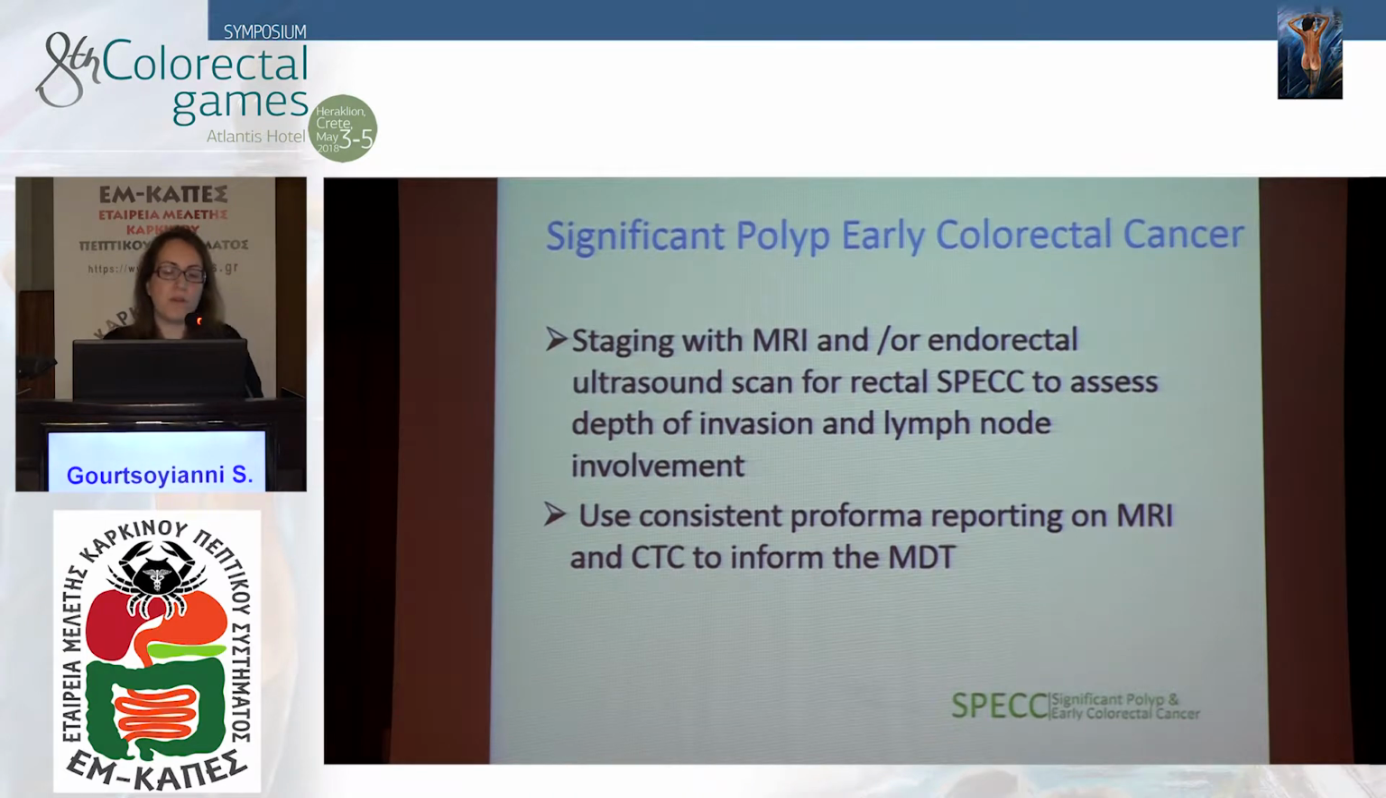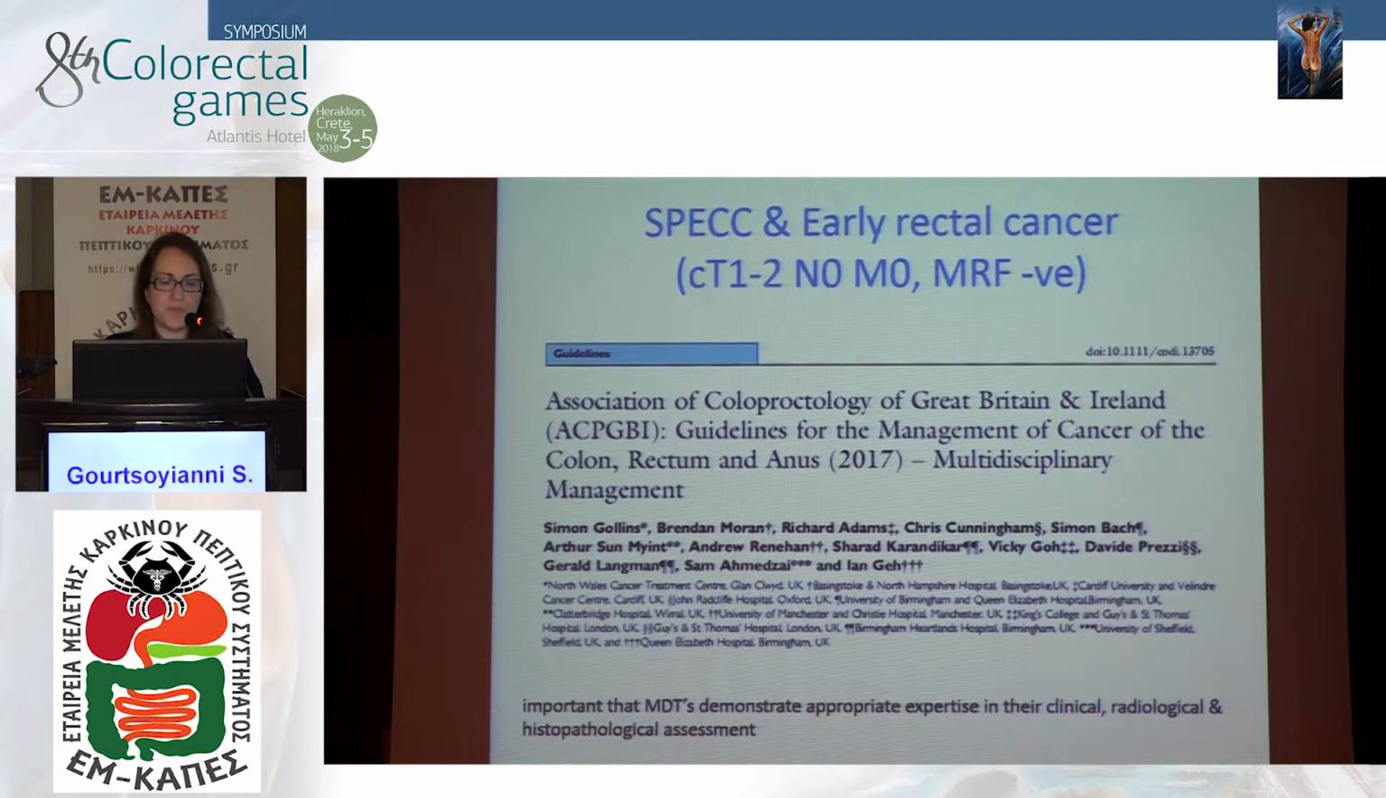Now, staging with MRI or endorectal ultrasound before a rectal significant polyp or early colorectal cancer is removed, to assess depth of invasion and lymph node involvement, is recommended, and the use of a consistent pro forma reporting on MRI and CT colonography in order to inform the MDT is required.